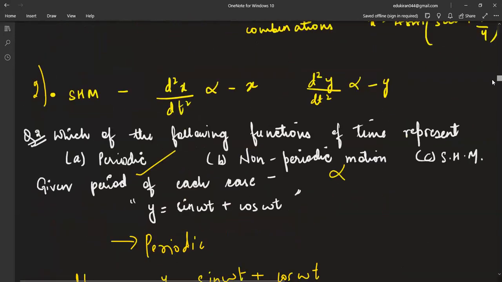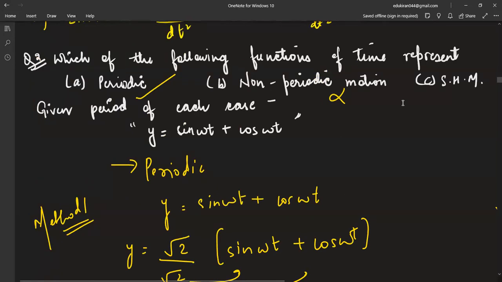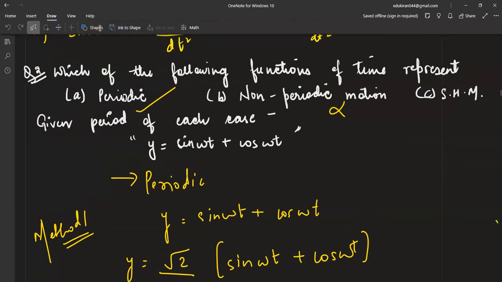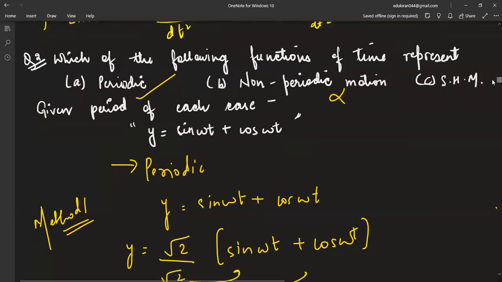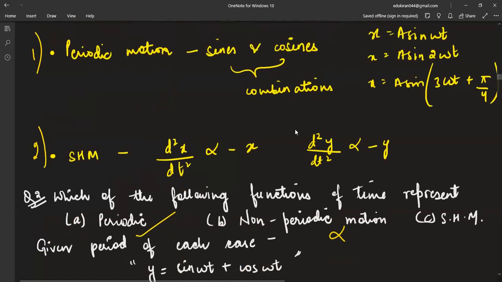Ma'am, I saw the recording and understood most of it. But ma'am, how did we get the relation that the double differentiation is proportional to x or y? How did we get this relation? This has a very lengthy derivation. You don't need to go into the details. This is like a shortcut, which you should remember.